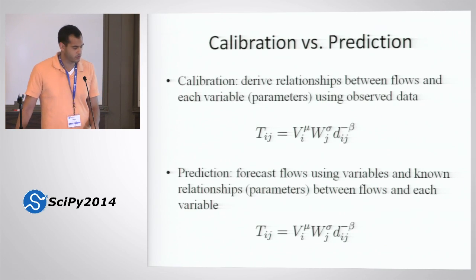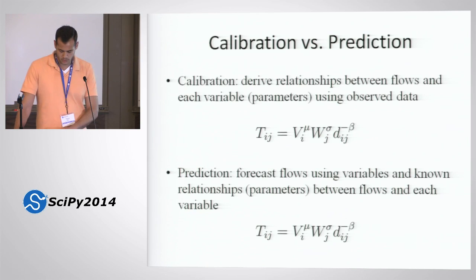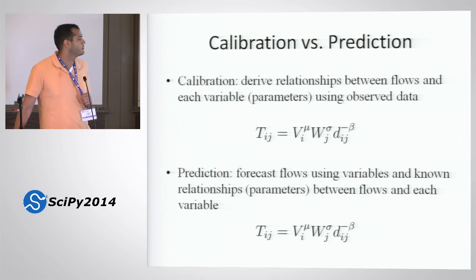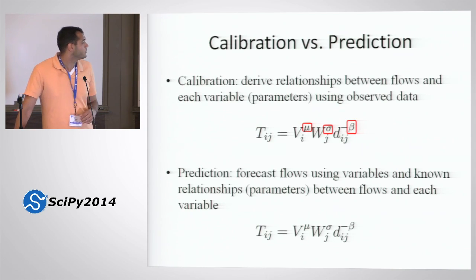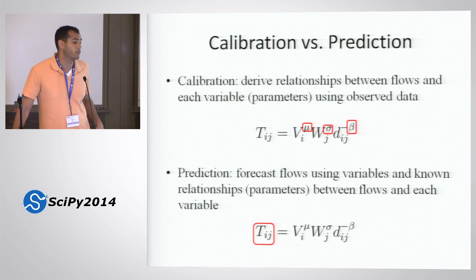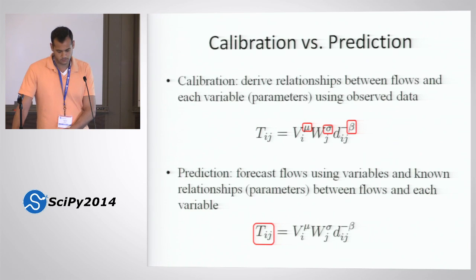And I'll just differentiate between calibration and prediction. Calibration is deriving the relationships between the flows and each variable using the observed data. So for example, we would have all of the model terms except for those exponential parameters, and that's what we would seek to find in calibration. Whereas in prediction, we have all of the model terms and we have those parameters, but we would like to predict flows or simulate flows.